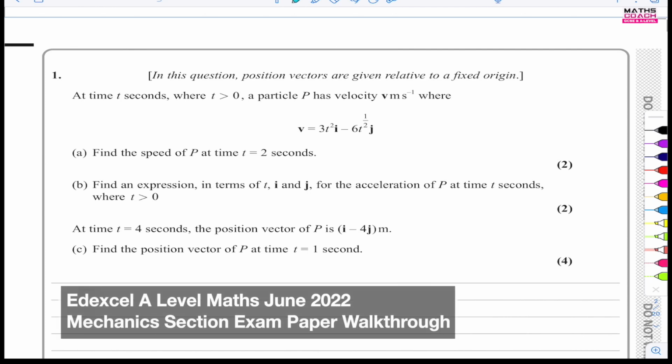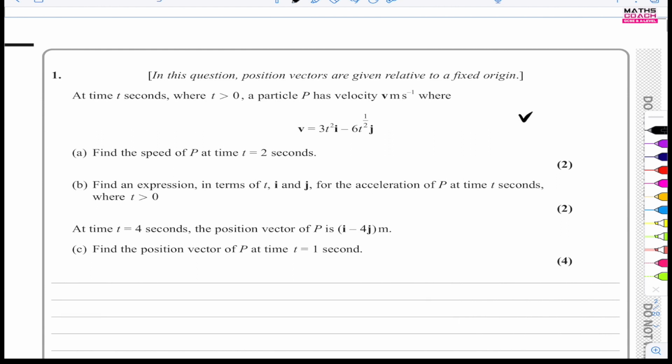Question number 1 from the 2022 paper. It says, find the speed of P at time t equals 2 seconds. And it's given us V. What's V? V is the velocity, right? Now, if you remember, from velocity, we can get to speed by taking the magnitude, isn't it? Because speed is a magnitude.